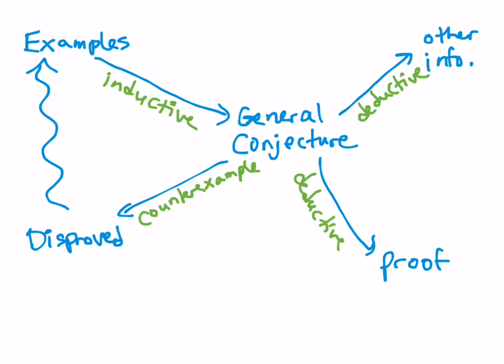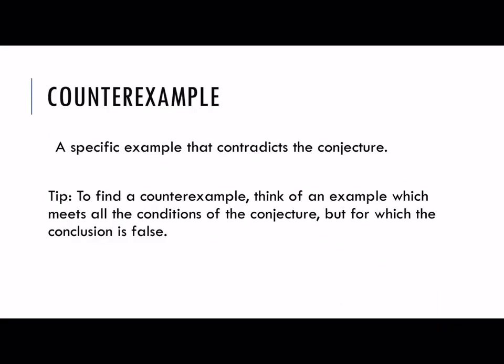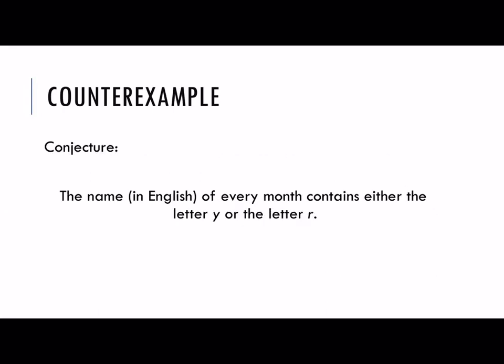All right, so there's still one thing on this little diagram that we have yet to talk about, and that's the idea of a counterexample. So counterexamples are specific examples that contradict a conjecture and thus show that it is false. All right, so here's a tip: when you're looking for a counterexample, you want to think of an example that meets all of the conditions of the conjecture, but for which the conclusion is false.